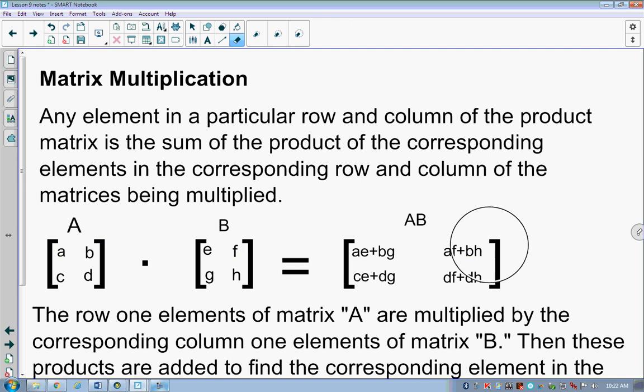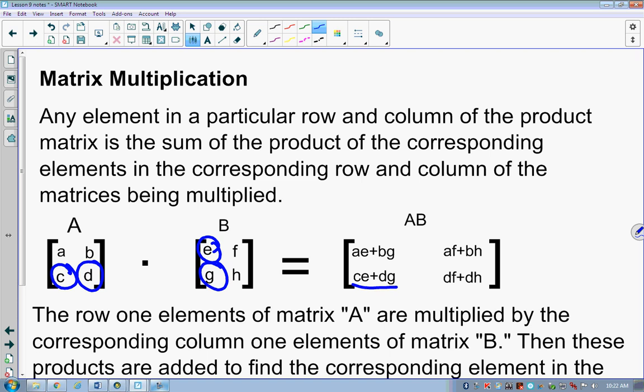Now, what is this position right here? Second row, first column. Second row, first column. Second row, first column. You get it? You getting it now? What is my last position? Second row, second column. All right, so second row is C.